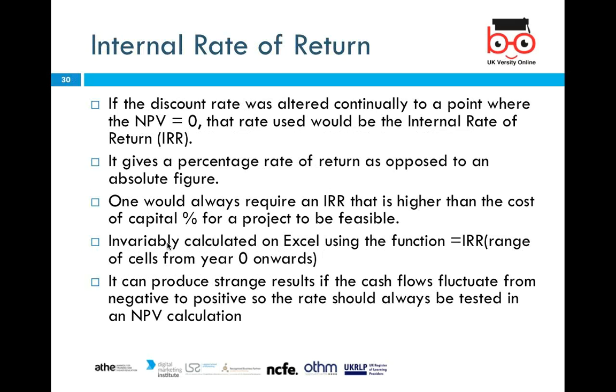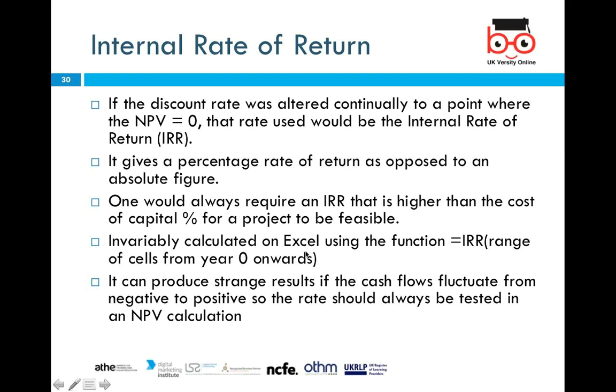Now we will consider another technique which is called internal rate of return. If the discount rate is altered continually to a point where the NPV is zero, that rate is the internal rate of return. When the NPV is equal to zero, that rate is the internal rate of return, and it gives a percentage rate of return as opposed to an absolute figure. So the company would always look for an IRR that is higher than the cost of capital percentage for a project to be feasible.